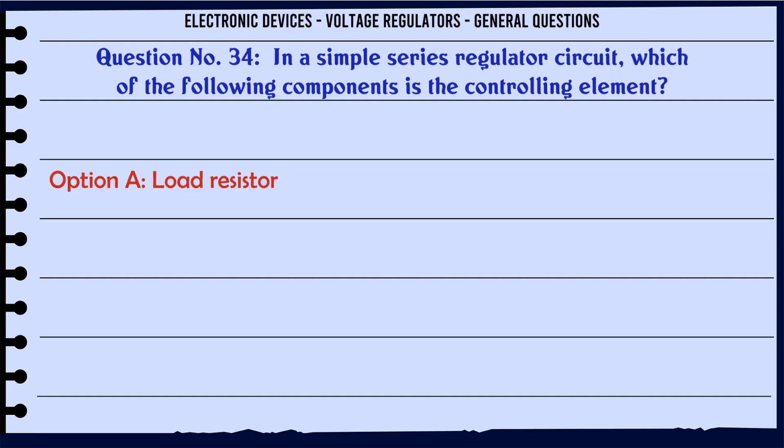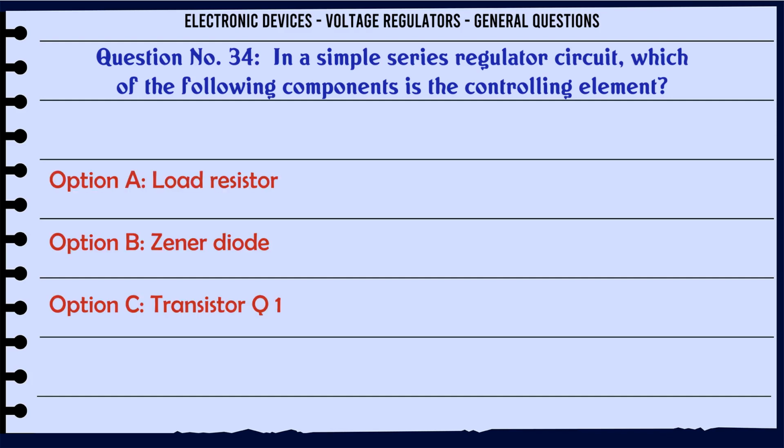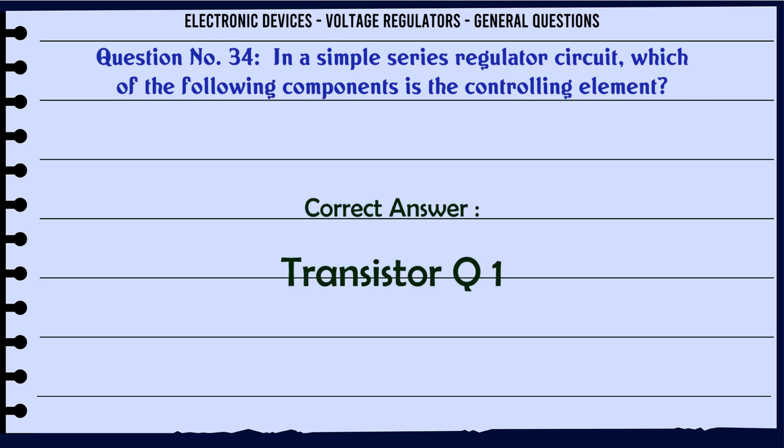In a simple series regulator circuit, which of the following components is the controlling element? A. Load resistor, B. Zener diode, C. Transistor Q1, D. None of the above. The correct answer is transistor Q1.